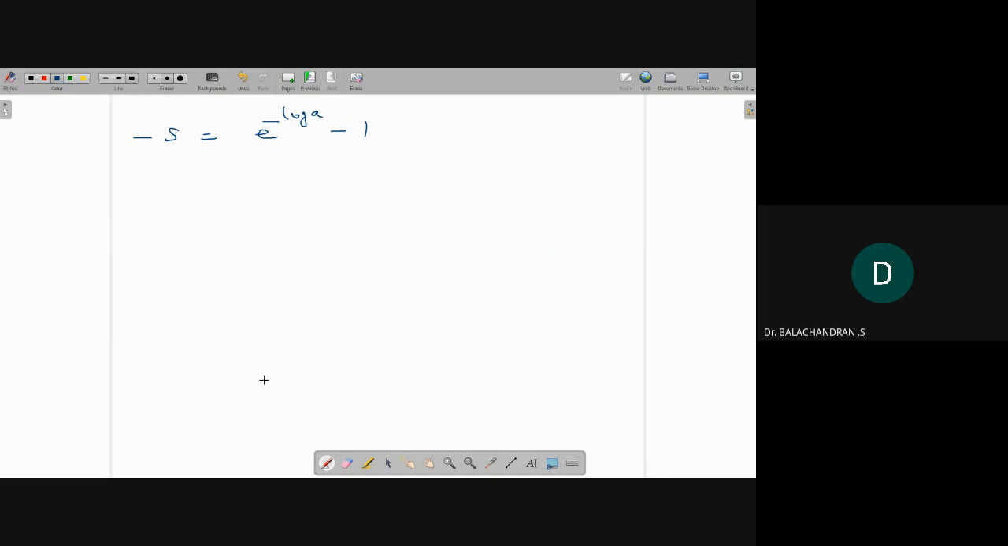From this, using properties of logarithm, we can write the right hand side as e power log a power minus 1, minus 1. So e and log are inverse of each other, so you can write this as a power minus 1 minus 1. Okay, so this is minus s, so s is equal to 1 minus a power minus 1, or 1 minus 1 by a, or a minus 1 by a.